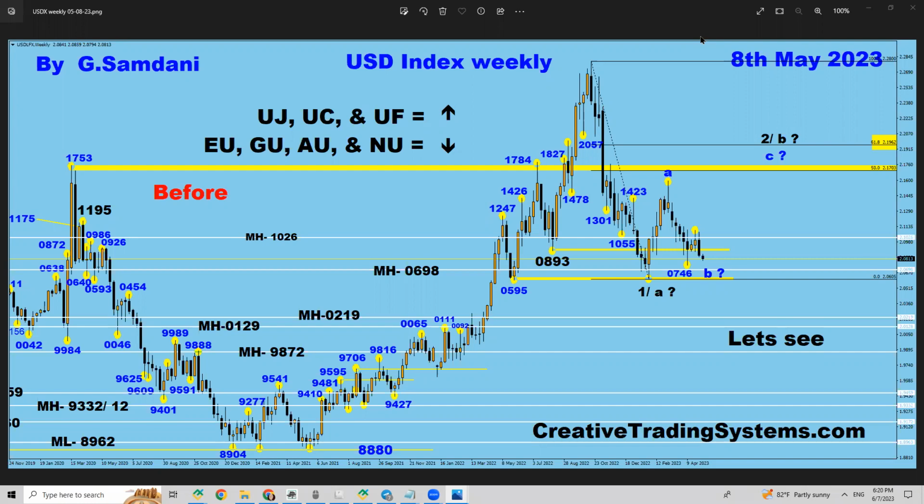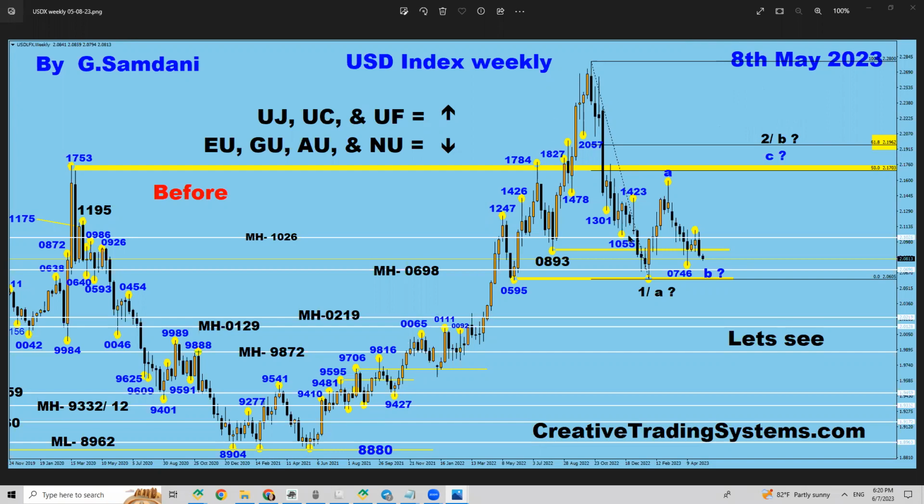Making this a small video about the US dollar index. So let's get started. This is the US dollar index weekly chart I made on May 8th, at the end of the first week of May. This is the Elliott wave count. This whole thing is, let's say, an impulse wave.